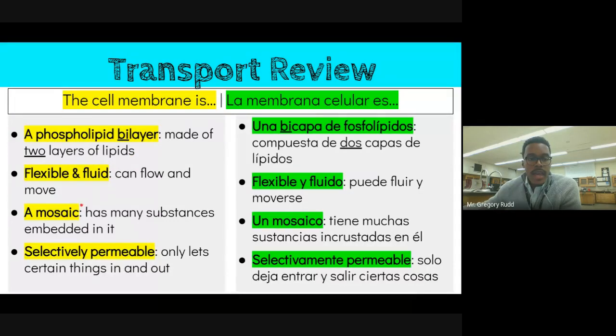The cell membrane is a mosaic because it has a lot of different substances embedded inside of it. So you might find some cholesterol, you might find some proteins, you might find some carbohydrates. So all those different substances embedded in it make it pretty unique, and they give the cell membrane some different properties. And then lastly, the cell membrane is selectively permeable, which means that it only lets certain things in and it only lets certain things out.